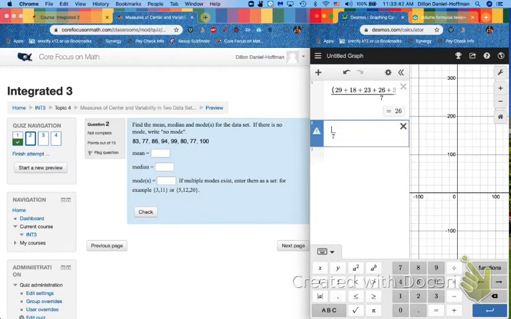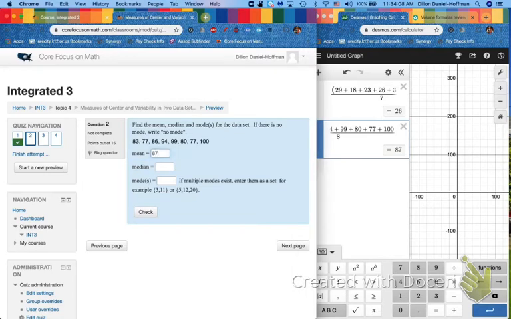So I've got 83 plus 77 plus 86 plus 94. And on this one, I have 1, 2, 3, 4, 5, 6, 7, 8 numbers, so 87. That's my mean. All right, my mode, let's do that next. That one's easiest. Any of them appear more than once?